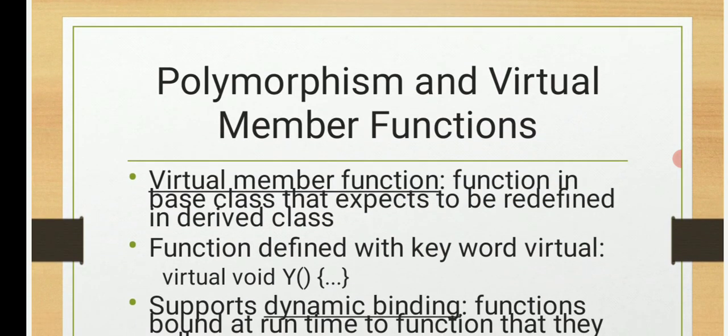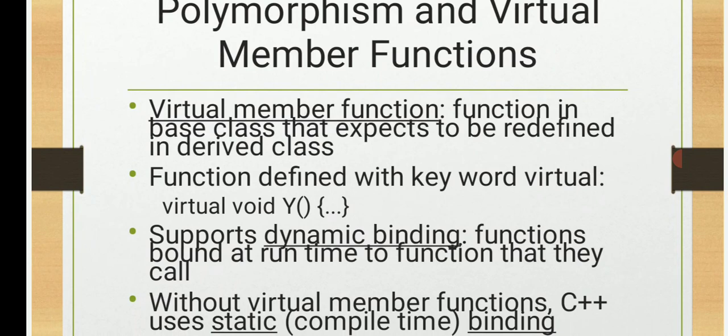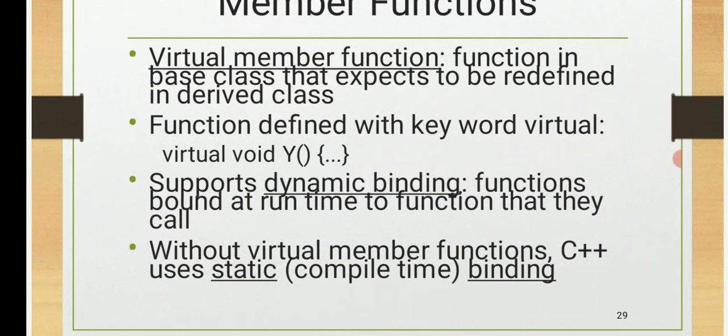So polymorphism and virtual member functions. Here a virtual member function in base class expects to be redefined in derived class. Function defined with keyword virtual. Whenever you are using a virtual member function, you should use the virtual keyword. After that you give the data type. After that you give the function name. Within curly brackets you give the function body. Supports dynamic binding. Functions bound at runtime, that is called dynamic binding. Functions bound at compile time means that is called static binding. Functions bound at runtime means that is dynamic binding.